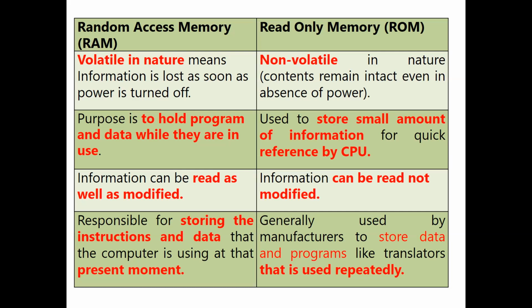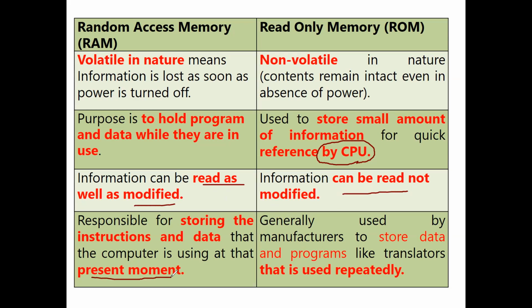Suppose you are giving some data, let's say 5 numbers, and you want to add them, or multiply them, or take an average. Whatever you want to do, that is the processing going on. While the processing is going on, the area where you store the data is called RAM. ROM is used to store a small amount of information for quick reference by the CPU. As I said, the booting information will be stored in the ROM for quick reference by the CPU. Third one, RAM can be read as well as modified. What is modified? It can be altered, changed, whereas ROM cannot be modified. The fourth one, RAM is responsible for storing the instructions and data that the computer is using at the present moment. This is important. Present moment means right now, while the processing is going on.